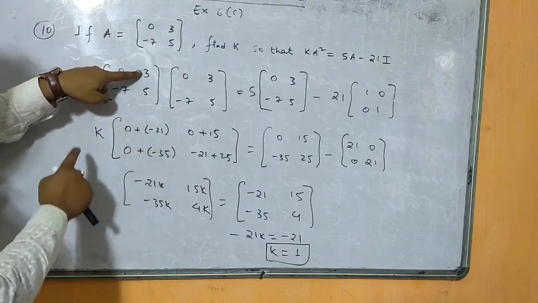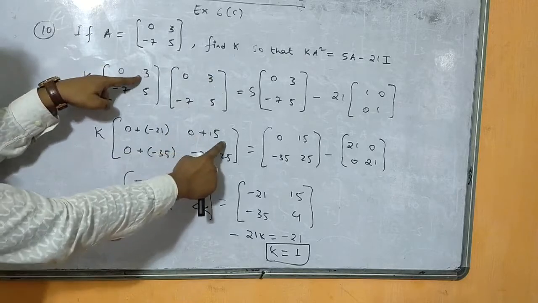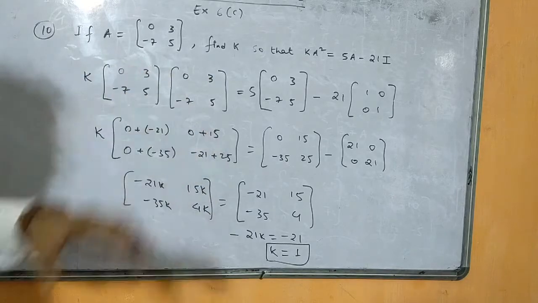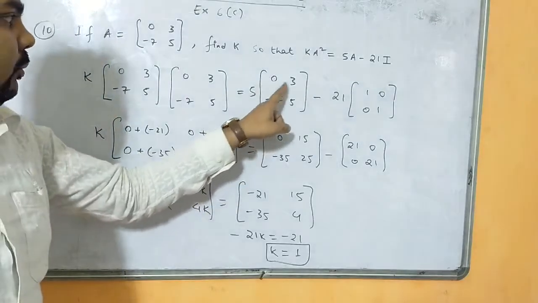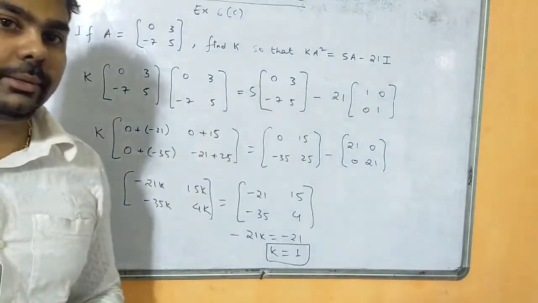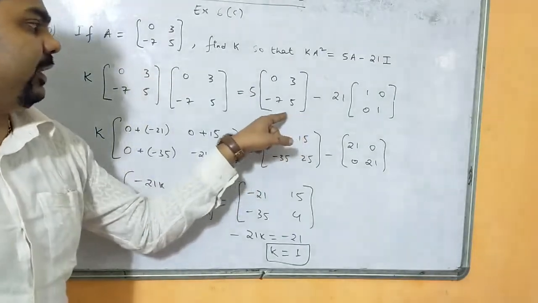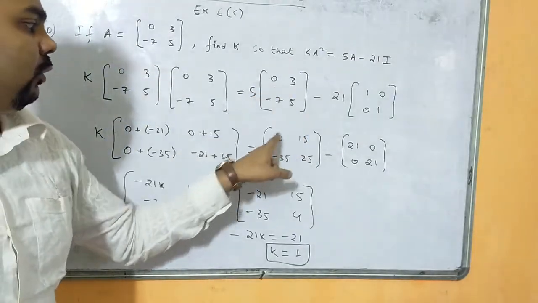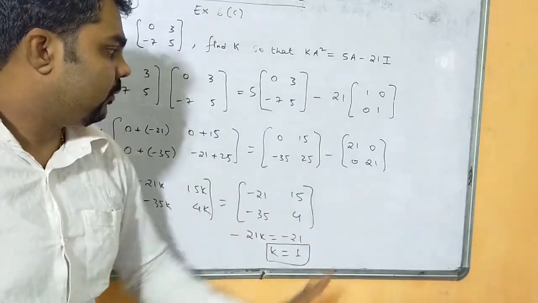First I have multiplied these two matrices: 0 into 0 is 0, plus 3 into minus 7, that is minus 21. Again row 1 with column 2: 0 into 3 is 0, plus 3 into 5, 15. So likewise we have multiplied row into column and we got this. 5 we need to multiply here with all the elements. In matrices, whenever a scalar quantity is multiplied by a matrix, it has to be multiplied by all the elements, right? So likewise 21 I have multiplied here.